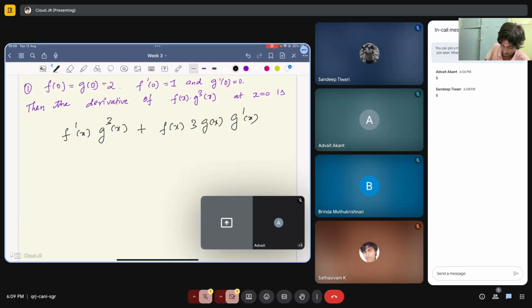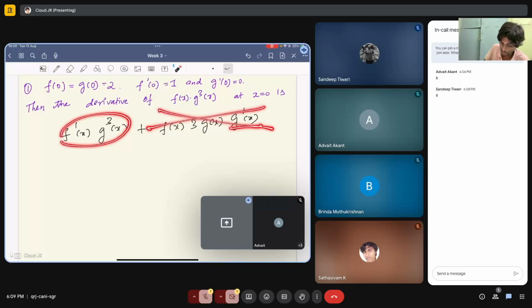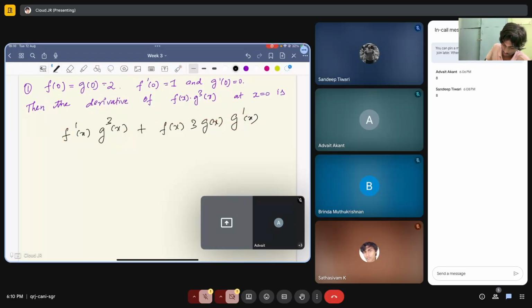So you just substitute it here and you will get the answer. f prime of 0 is 1, g prime of 0 is 0, so this part will go away. Only this part you have to care about. f prime of 0 is 1, so this is 1 times g of 0, which is 2, and you're taking the cube. So this will be 2 cube, and that will be it.